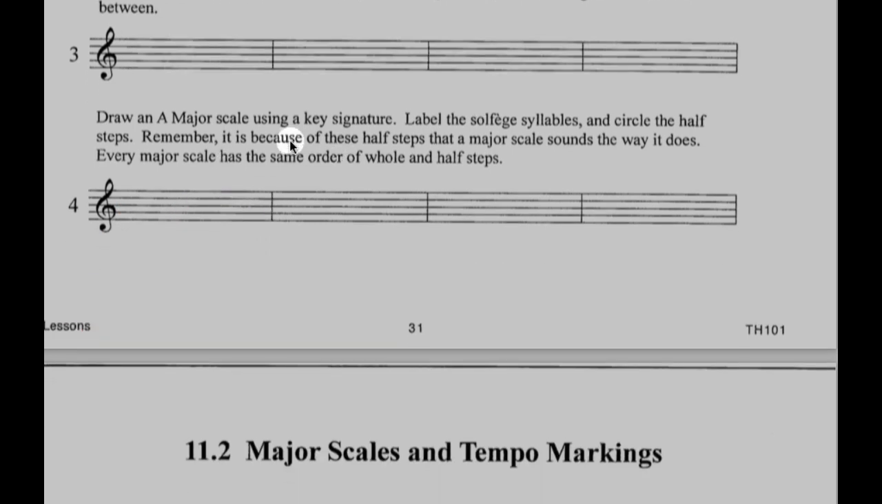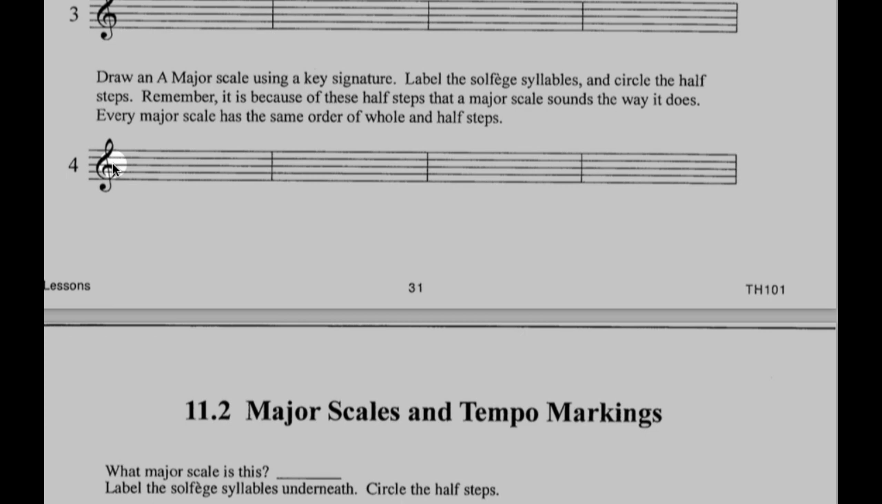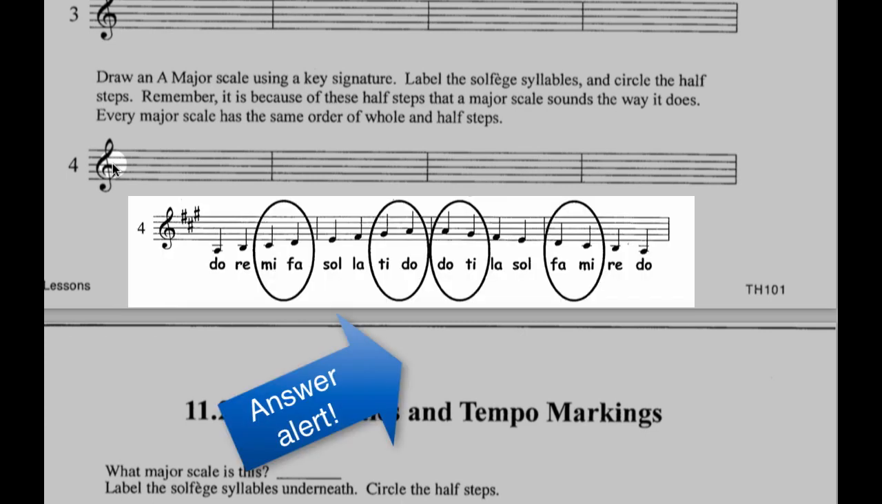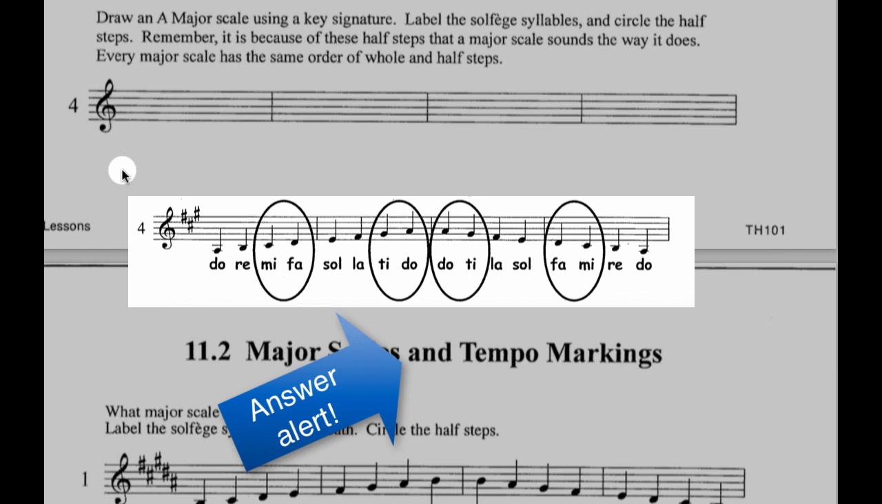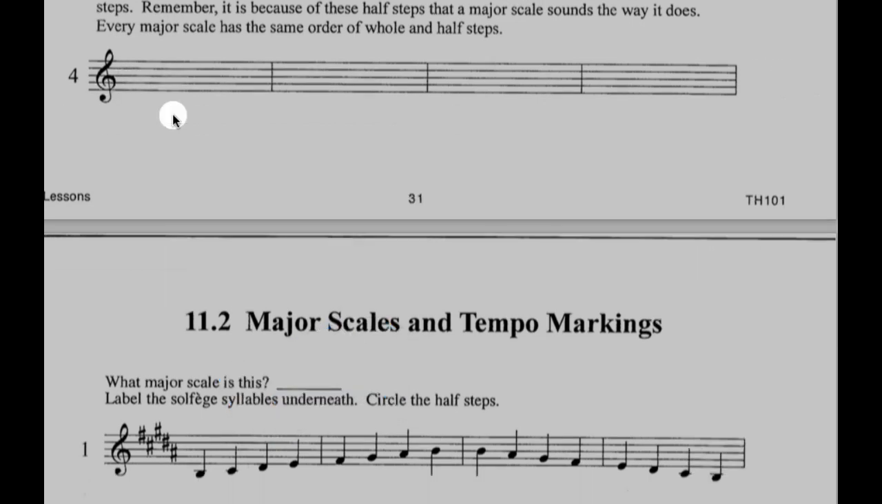Draw an A major scale using a key signature. How many sharps are in A major? You know there are 3 based on your circle of fifths chart or if you've memorized them. They are F sharp, C sharp, and G sharp. A major scale starts on A. So start on this A or an A down below here. And A, B, C, D, E, F, G, A. A, G, F, E, D, C, B, A. And your key signature, 3 sharps, takes care of all the sharps in the scale.